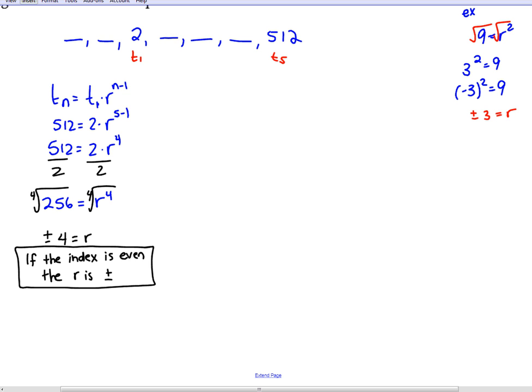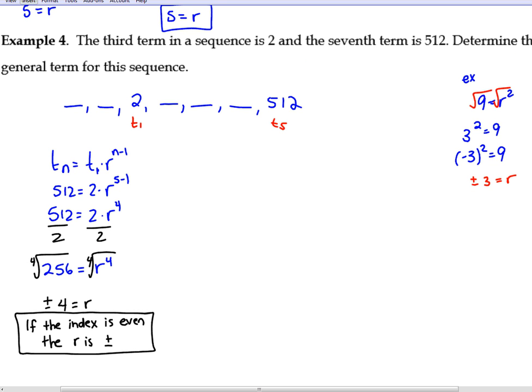Now, this question is actually asking us to find the general term. What is the general term? You guys remember what the general term is? Just T of n. It's the formula. We just want the general formula for the sequence. Okay, so in order to write the general formula, so that's when you leave n as n, we need to know your first term and your common ratio.